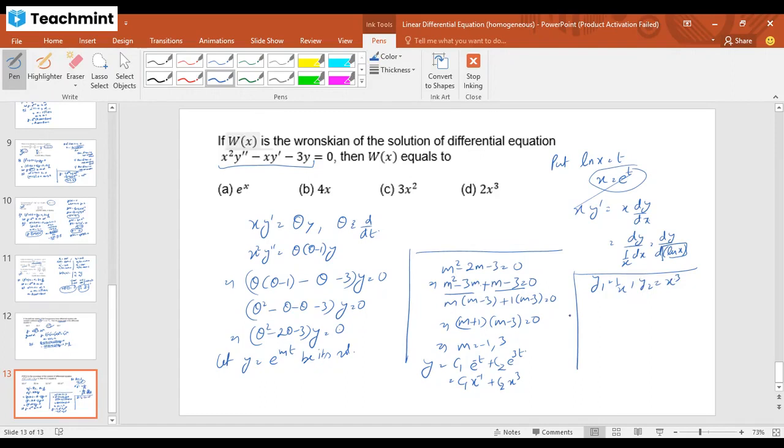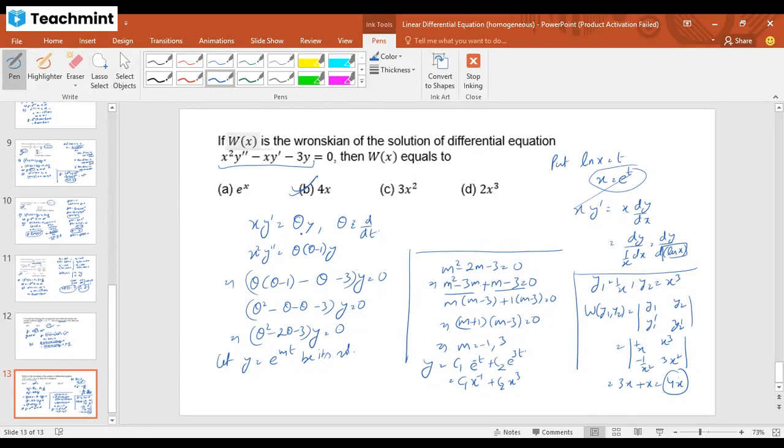So what is the Wronskian of x? The Wronskian of y1 and y2 is the determinant of y1, y2, y1 dash, y2 dash. So this is 1 by x, x cube. Its derivative is minus 1 by x square, and the derivative of x cube is 3x square. On solving this, we will get 3x plus x, so its value is 4x. So the correct answer is option B.